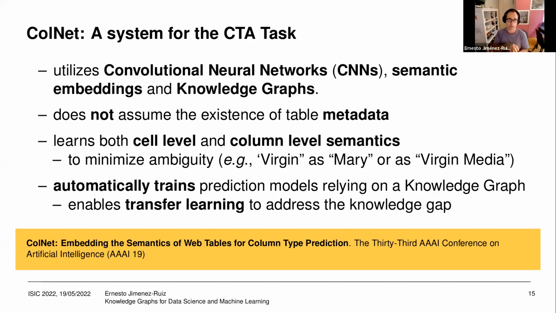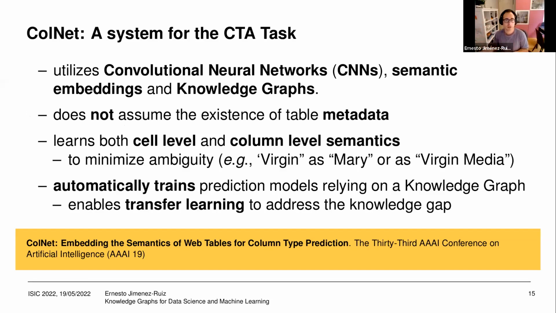So, for example, if you have a cell that mentions Virgin, it tried to analyze this with respect to the other entities in the column, because Virgin could be very ambiguous. It may refer to Mary or to Virgin Media, a broadband company in the UK. One of the novelties as well was that it did not assume any metadata, because of course, if you have column metadata saying those are cities or countries, then the problem of type identification could be very easy. But in many realistic scenarios, you don't really have any information. You just have data and that's it.